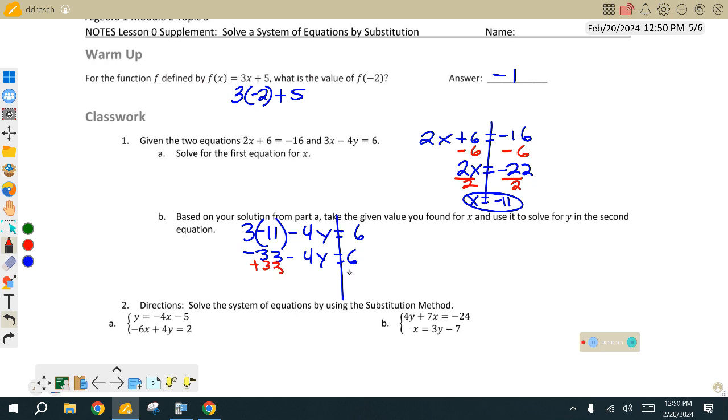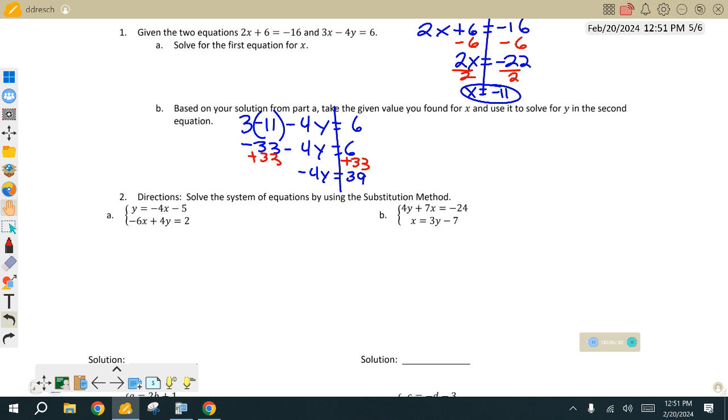6 plus 33, 39. Yeah, that's good. Yep, that's fine. 9.75. And then we know to divide. Scroll that up. Negative 4 to both sides. Divide by negative 4. 9.75.